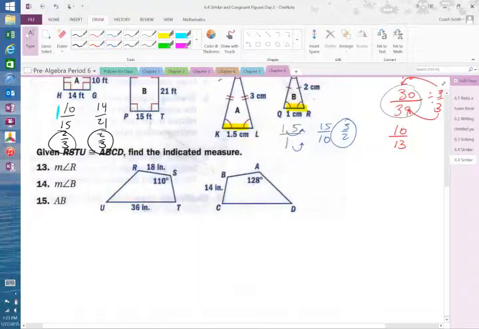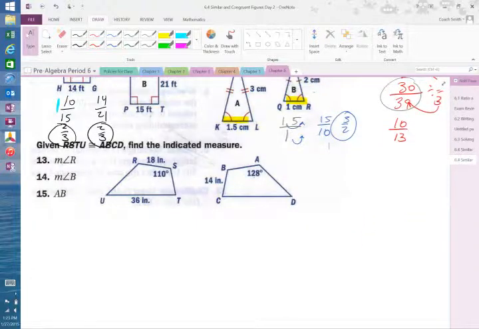All right. As we look at 13, 14, and 15, it says given that RSTU is similar and congruent, okay, that's what that symbol right there means. It means similar and congruent. That's why we have the little S and then the equal sign. It means congruent, basically.